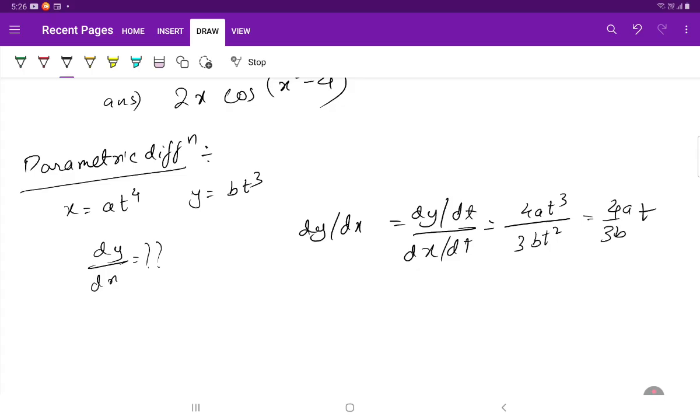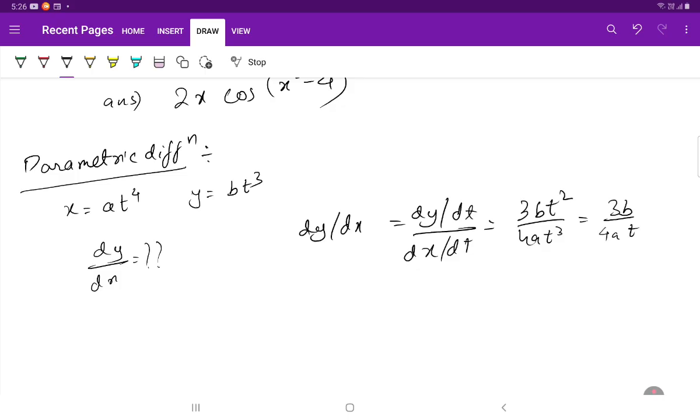But probably I have made a mistake. Yeah, it will be basically in reverse. That is, it will be the inverse or reciprocal. It will come out to be 3b t square upon 4a t cube, and the answer will be 3b by 4a t. Okay, so that's for parametric differentiation.